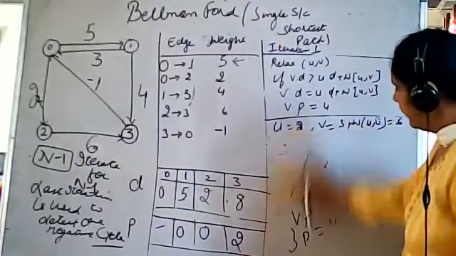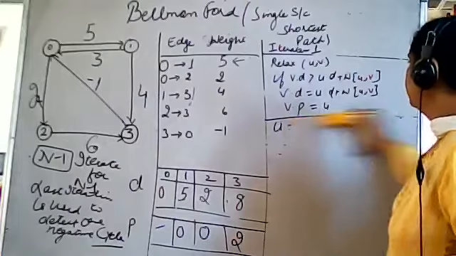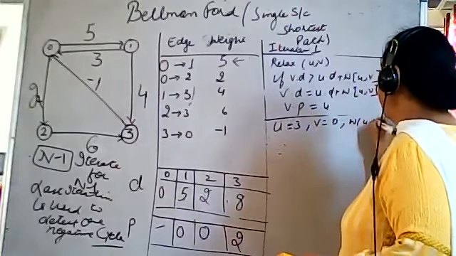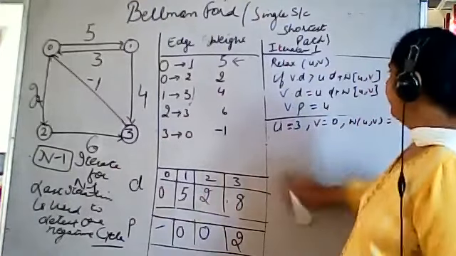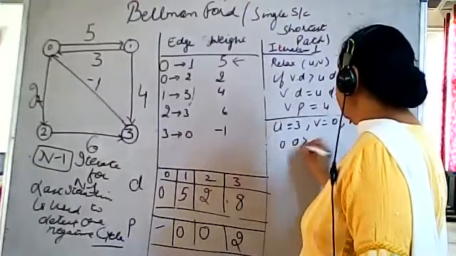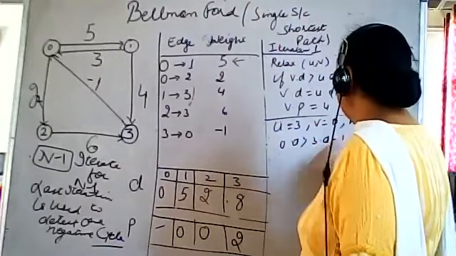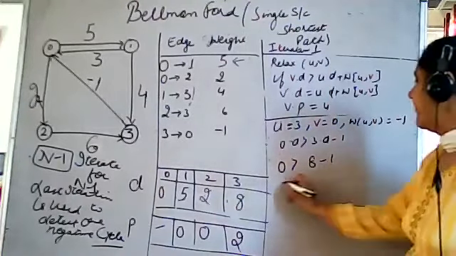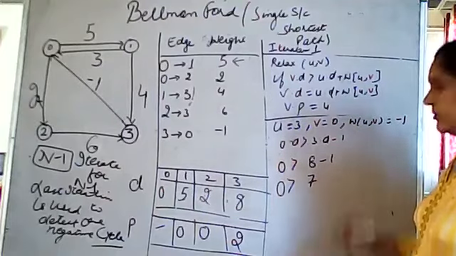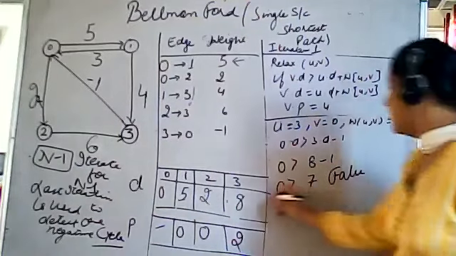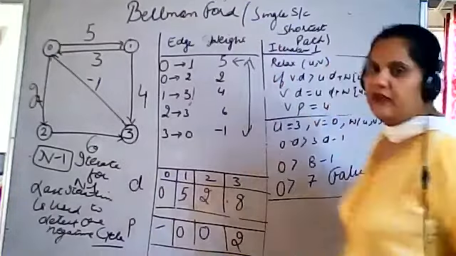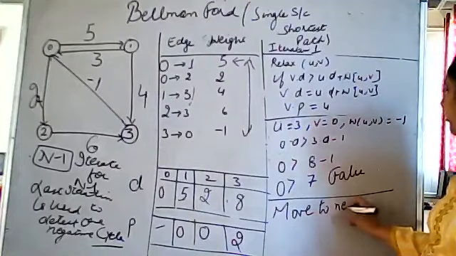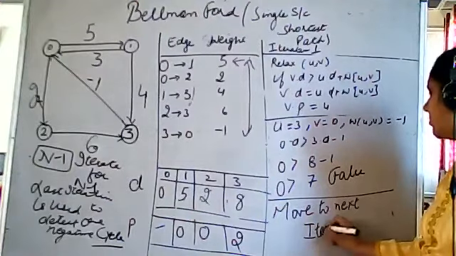Now 3 to 0. U is equal to 3. V is equal to 0 and weight of U comma V is what? -1. This is very, very important now. So 0 dot D is greater than 3 dot D minus 1. So 0 dot D is 0. 0 is greater than 3 dot D. 3 dot D is 8. Minus 1, 7. 0 is greater than 7? So condition kya aapki false. Now move to next iteration because we have completed first iteration. False ka matlab hota hai move to next step. No, you have not to make any changes. Move to next iteration. No changes is to be done.